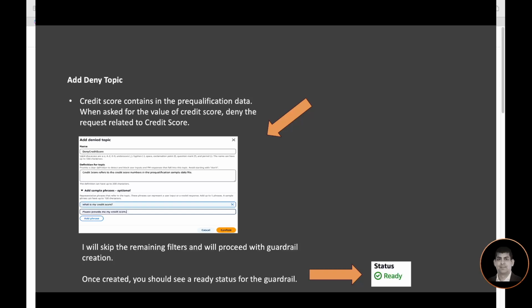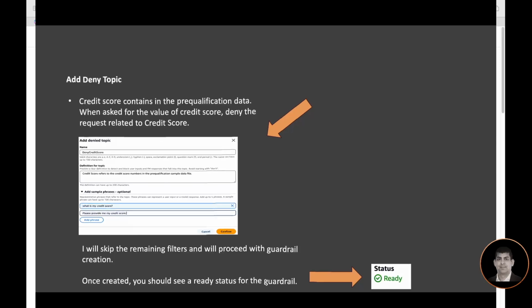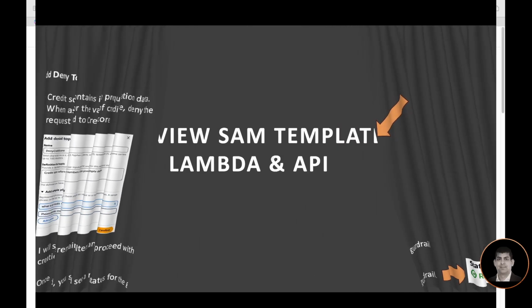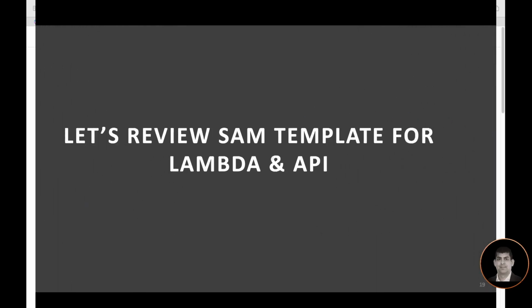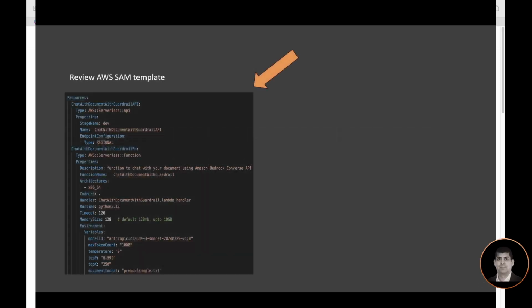Once created, you should see a ready status for the guardrail. That means the guardrail is ready to be used. So that brings us to our SAM template, the Lambda, and the API, since I'm using SAM to create the Lambda and API. So let's look at our AWS SAM template. If you have watched my previous video, by now you know the structure of the SAM template. We can define our resources here.